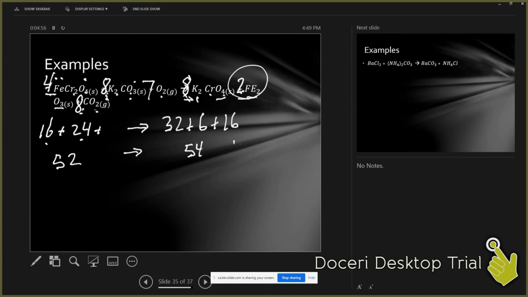So some trial and error is sometimes necessary, even when you've done a few of them, as you can see. And this one is now balanced. If I was going to write an answer on a test, the balancing numbers would be 4, 8, 7, 8, 2, 8.